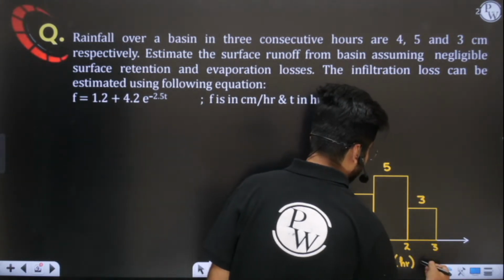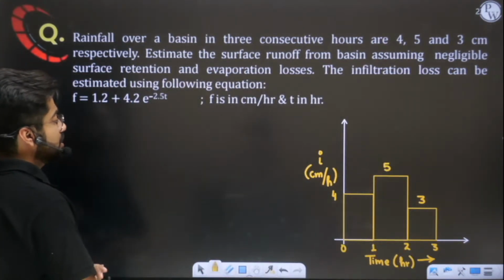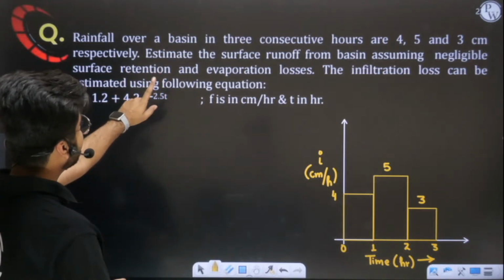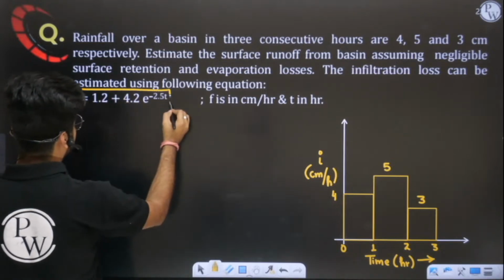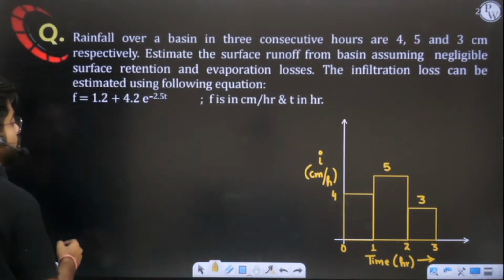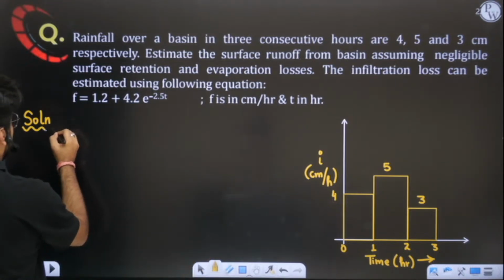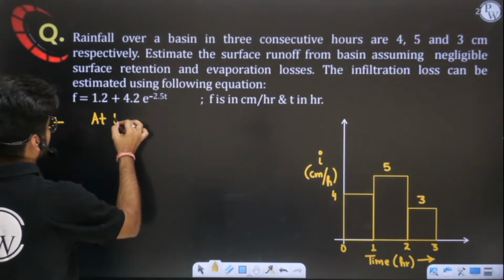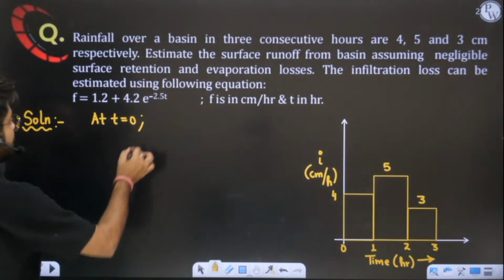In this question you will understand the concept. Firstly, we have to draw this infiltration curve. So how will I plot this infiltration curve? Tell me, at t equal to 0, what will be the value of infiltration? Put the value of t as 0.